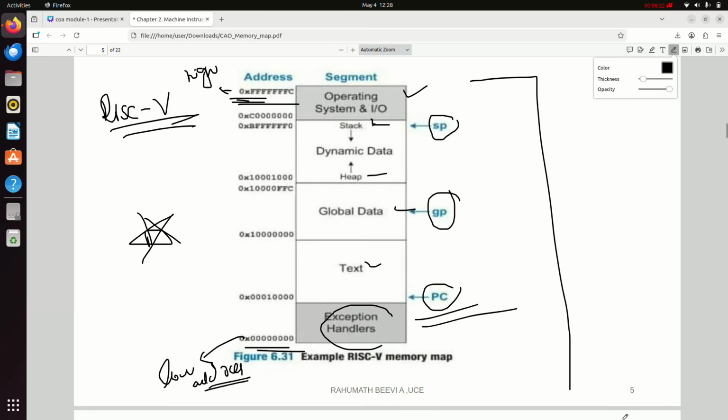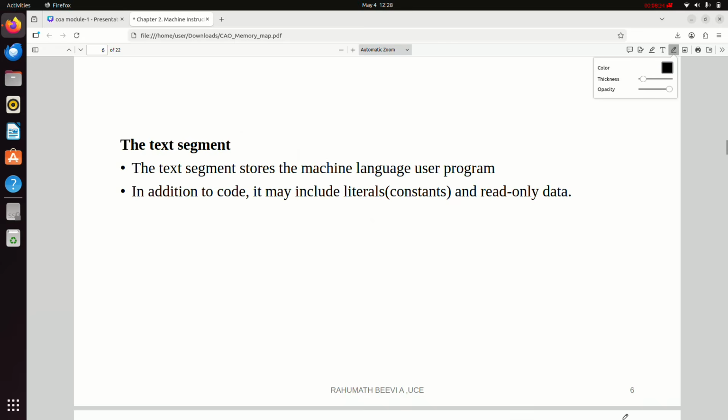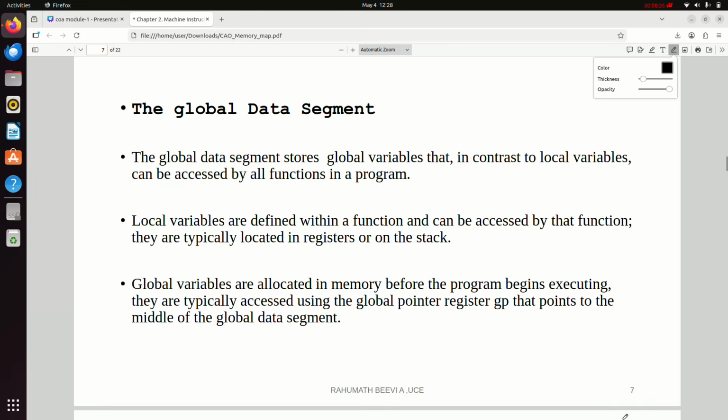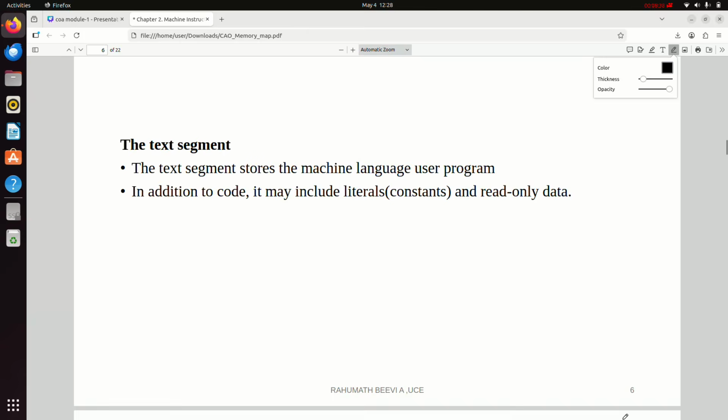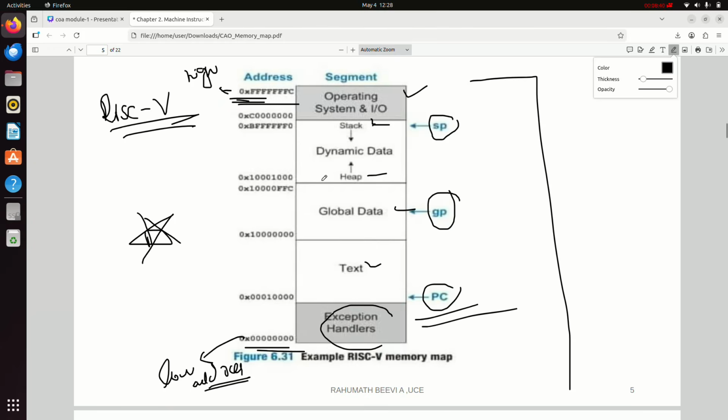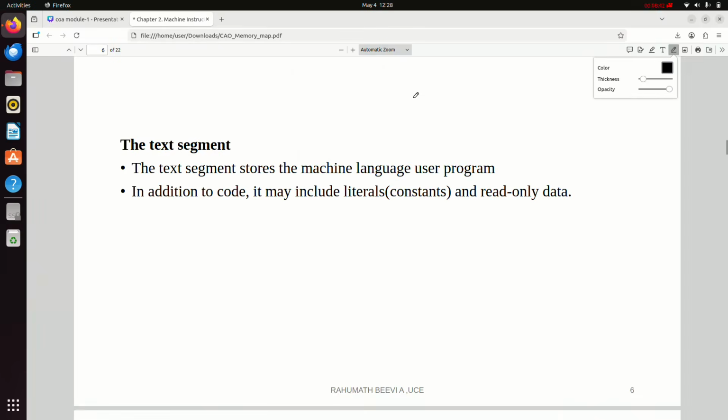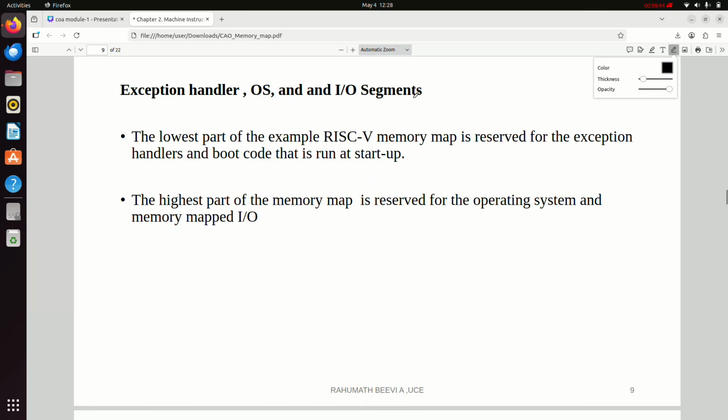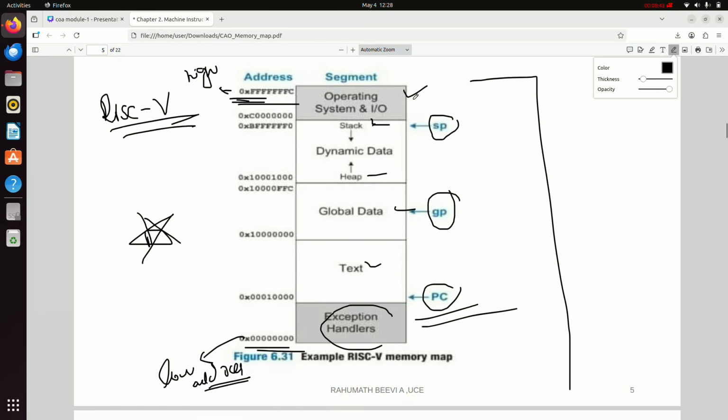Here we have to discuss each of these segments. The text segment is here, the global data segment, and the dynamic data segment is in this middle part for stack and heap, right? Then we have the exception handler, OS and IO segments. The exception handler is at the last. The IO and OS segment is at the top, at the high address part. So you have to learn each of them.